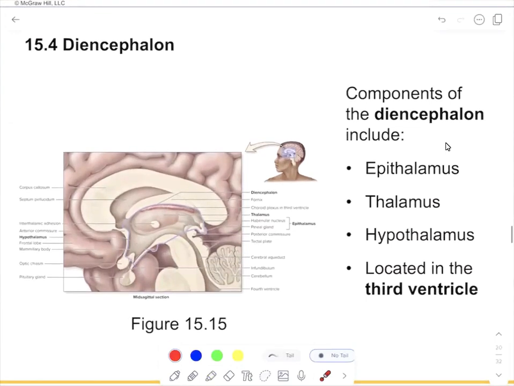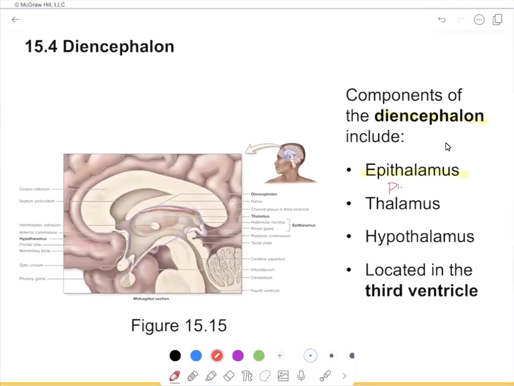Let's look at the diencephalon, the next major region of the brain. So we've covered the cerebrum. Now the diencephalon is going to have three major parts to it. It has the epithalamus, which is the pineal gland. The next parts of the diencephalon are the thalamus and the hypothalamus. And anatomically, it's located around the third ventricle.